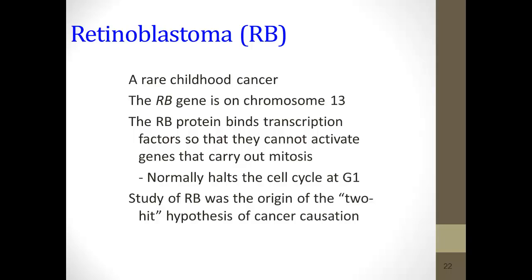When a patient develops this, their genes are unable to activate the genes that carry out mitosis, which normally halt the cell division in the G1 phase. So this particular cancer is what they call a two-hit hypothesis cancer causation. They believe that it happens in two different ways.